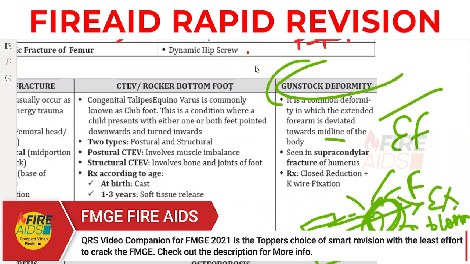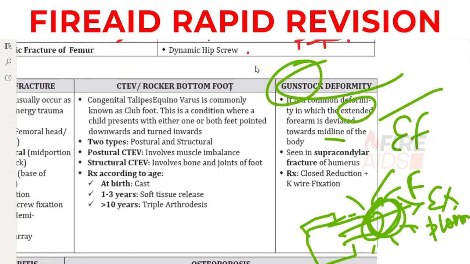So gun means you have to remember explosion plus fire. So extended forearm, you need to remember gunstock deformity, extended forearm. It might look silly, but it is very important for your MCQ. Extended forearm, gun, explosion, fire. So you have to remember extended forearm for gunstock deformity. This is supracondylar fracture. Treatment is going to be closed reduction and K wire fixation.